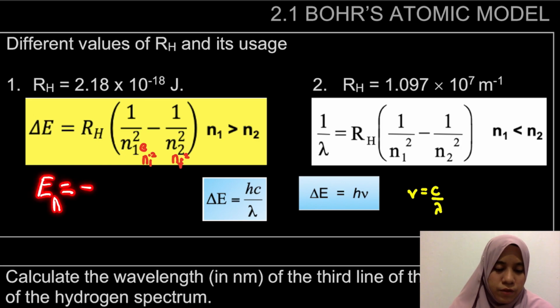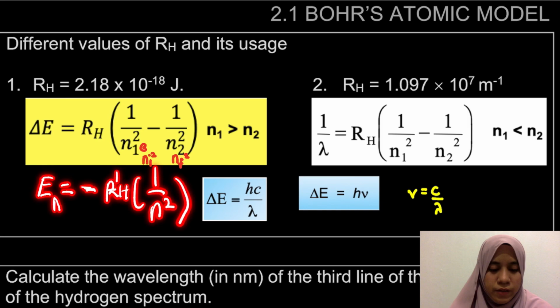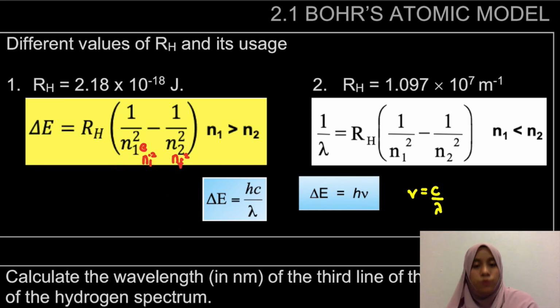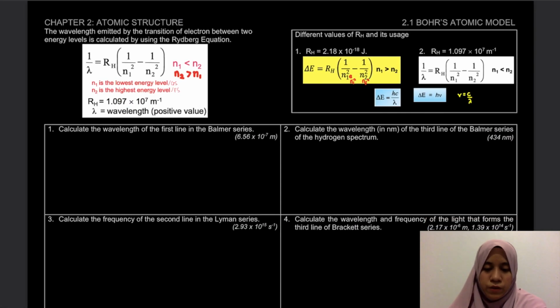The energy for a specific energy level, the energy of electron at specific energy level is equal to negative RH 1 over n squared. Okay, so tu pun ada lah. Okay, so without further ado, let's look straight to the questions.